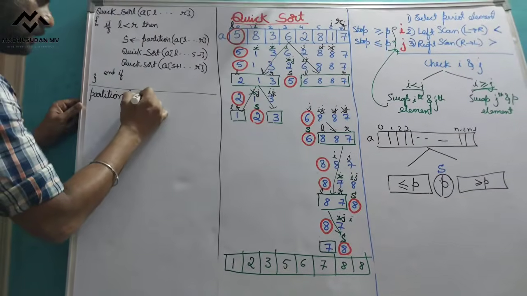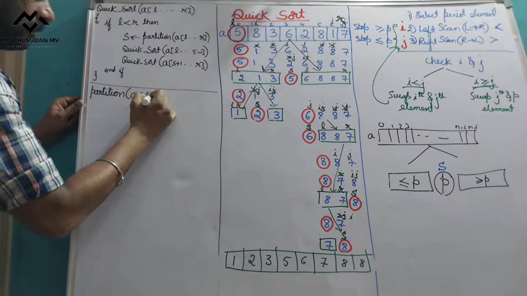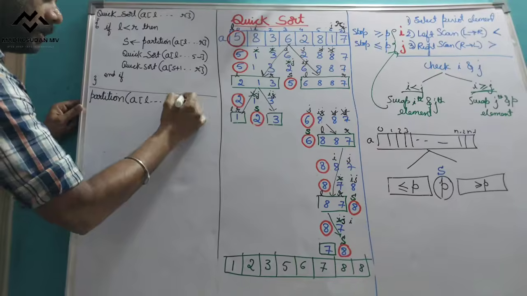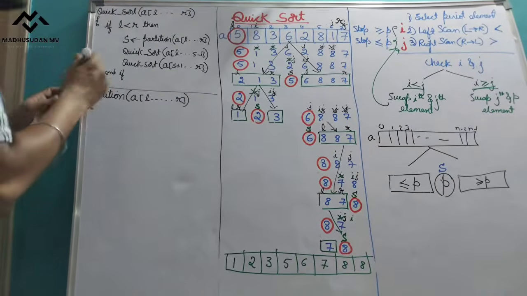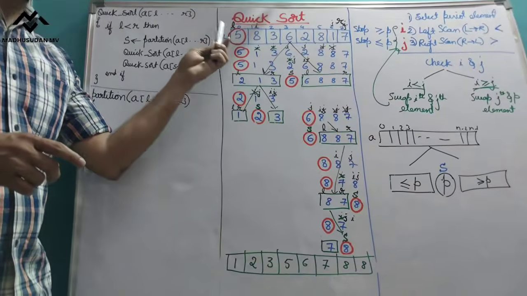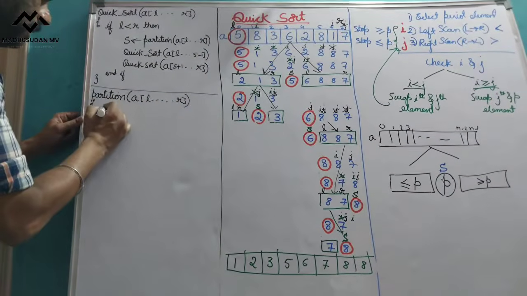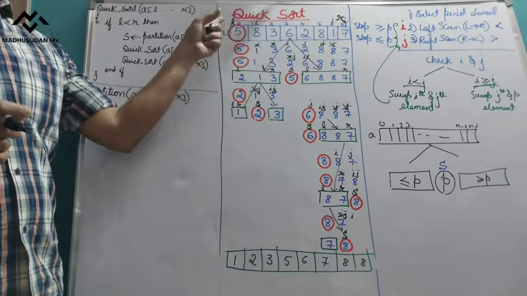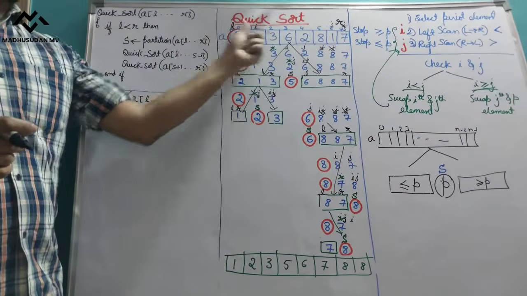Partition. So what are we partitioning? The array or the subarray, which is generally running from L to R. Now, what is the first step we did? We choose the pivot element, generally taking variable P. So which element did we select as the pivot element? The first element.